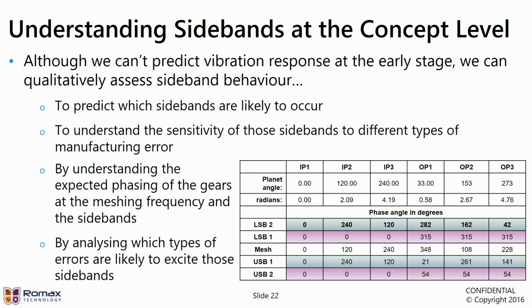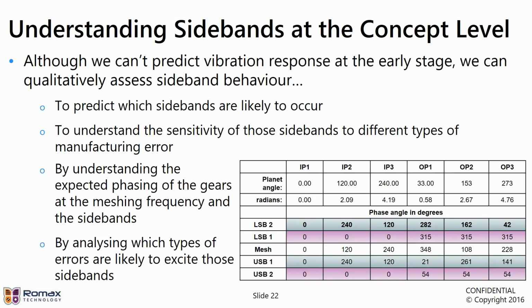And we can do it by understanding what the expected phase of those gears and the meshing frequency and phasing of the gears at the sideband frequencies is going to be. And there are some relatively simple calculations that can be done to work that out. We've built this into a much more sophisticated tool that we use internally here at Romax for doing this kind of analysis, and you'll see a result of that in a moment when we look at the case study. We can work these out.